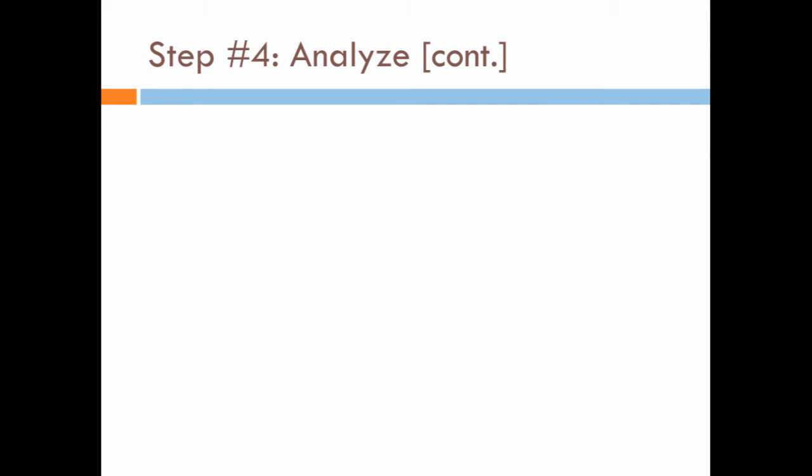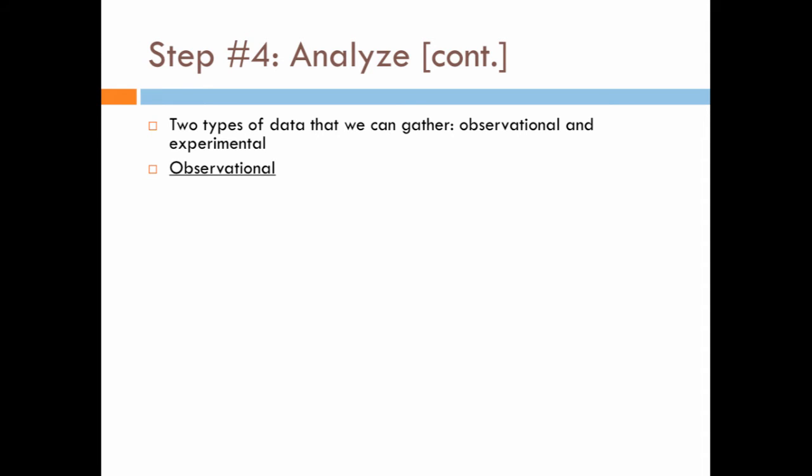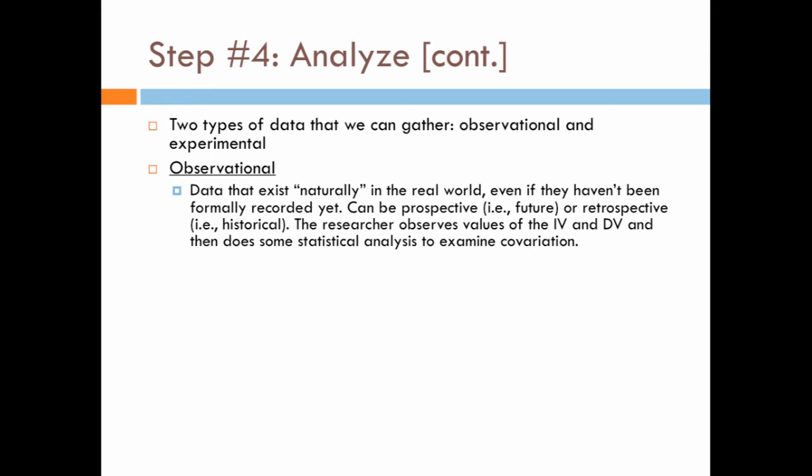As we're doing the actual research to answer our question, we need data. There are 2 types of data that we can gather: observational and experimental. Observational data are those that exist naturally in the real world, even if they haven't been formally recorded yet. These data can be prospective, that is, they can exist in the future, or they can be retrospective, like we can go back into the archives and mine for historical data.